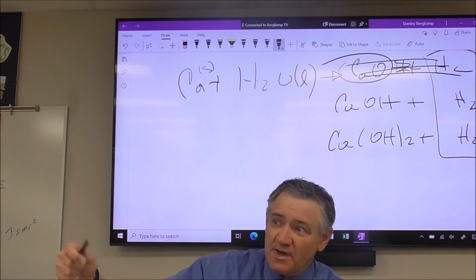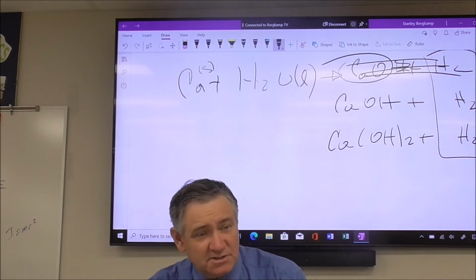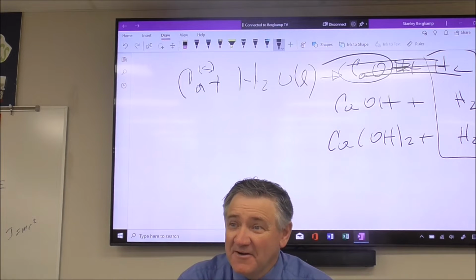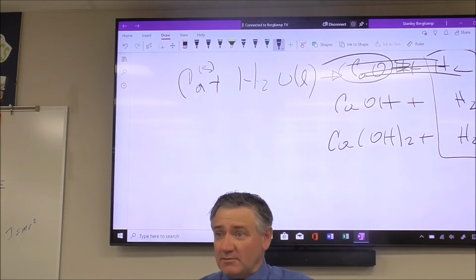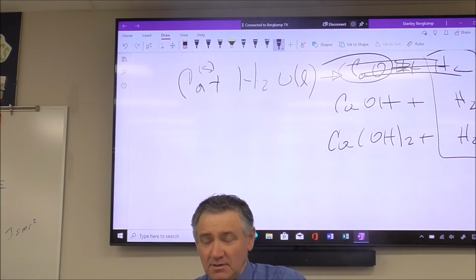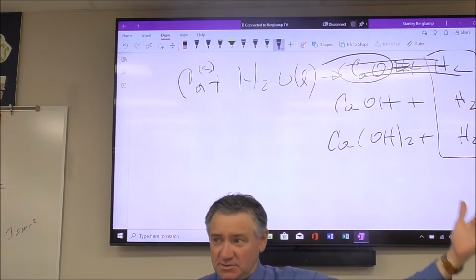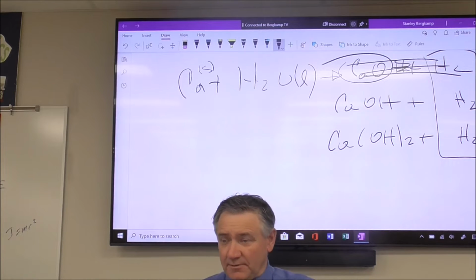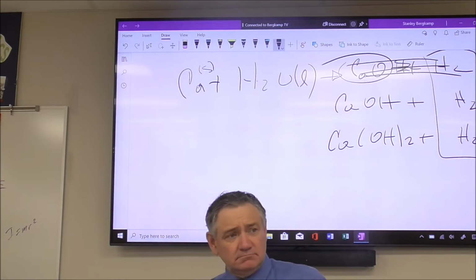Would you want to wear that when you wash dishes? No. Why not? Because it reacts with water. Yeah, it reacts very violently with water, okay? So this is why we don't use calcium in jewelry, because it reacts very violently with water. Now, but here's an anomaly.